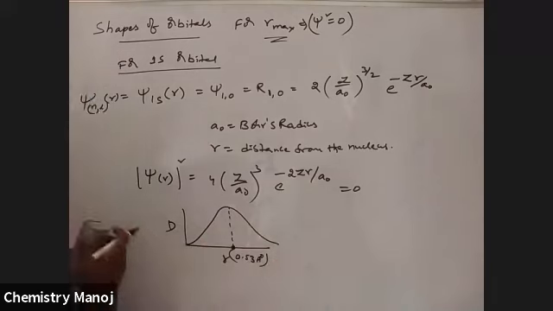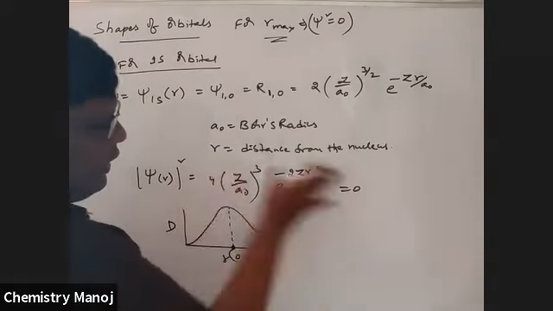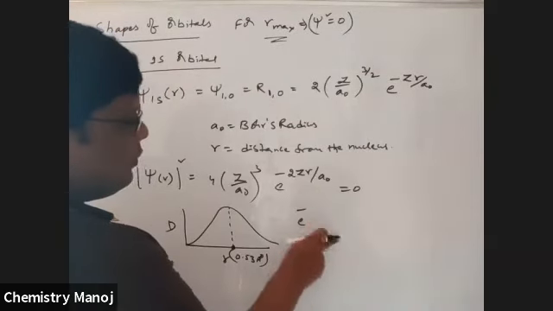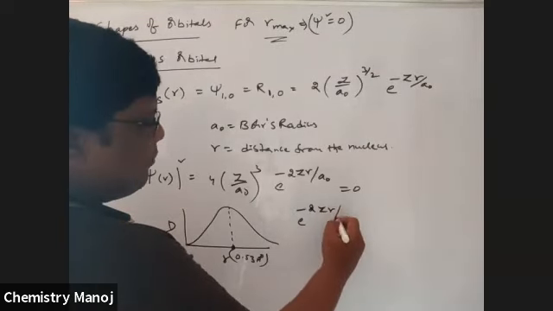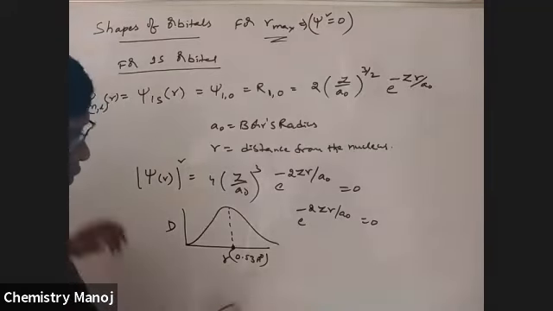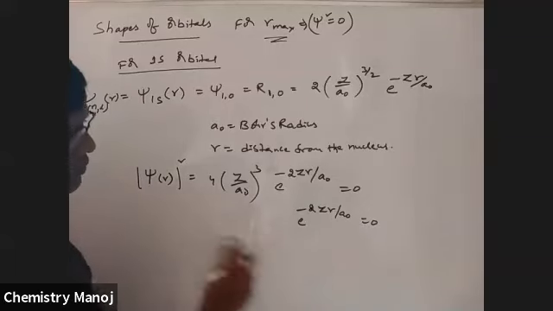So if psi square becomes 0, then we enter one, that is e power minus 2Z by a naught becomes 0. Okay. How much is the final R value we will get?